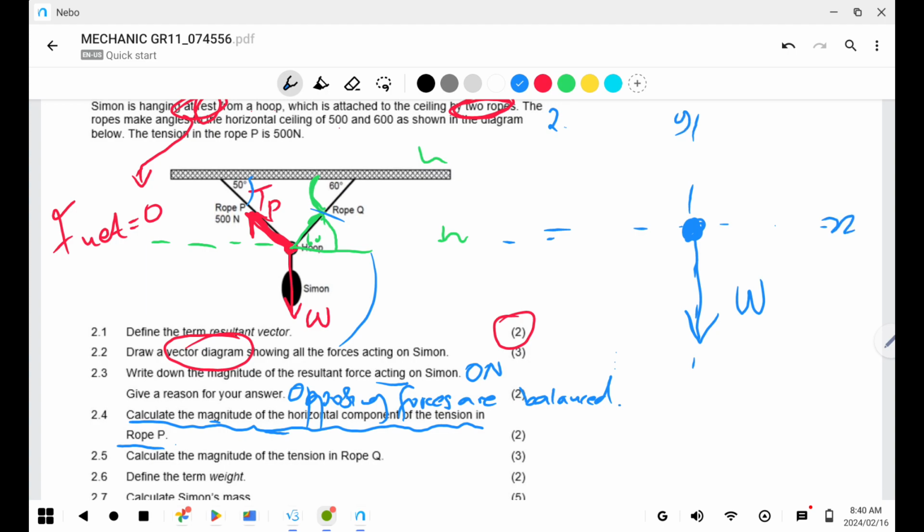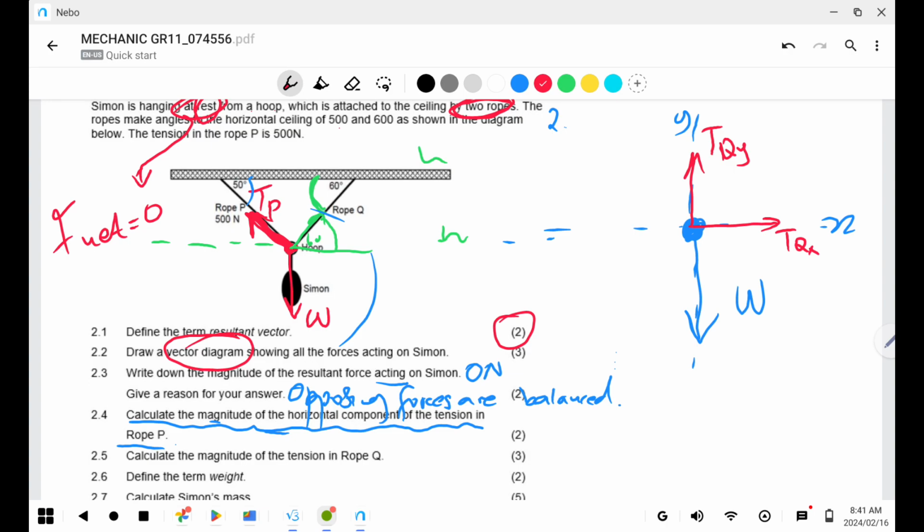Let us look at TQ. TQ is going to be somewhere here. TQ is somewhere between the y and the x-axis, so it needs to be resolved. If I resolve it, I think I've spoken a lot about drawing the components, so I'm just going to draw them out. So for TQ, I'm going to have the y component, TQY. I'm going to have the x component, TQX.